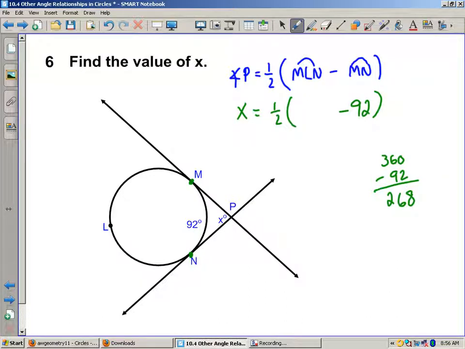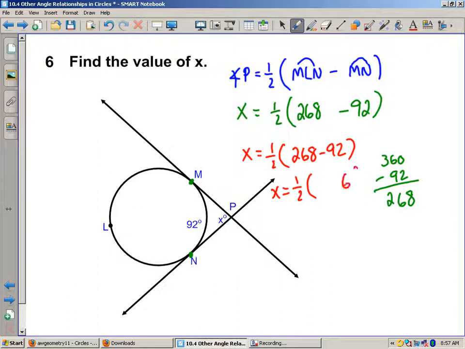So 268. And so now if I just simplify this, I'll know what x is. So x is going to equal 1/2 of 268 minus 92. And so let's see, x equals 1/2 of 176, and then half of 176 is 88, I believe. So that is the measure of the angle that I was looking for.